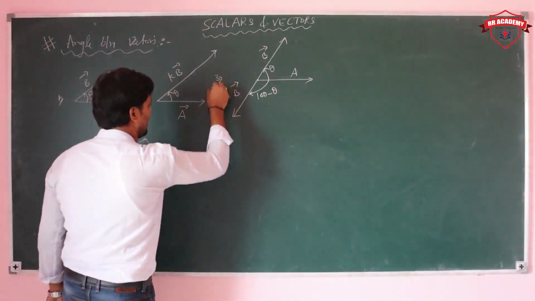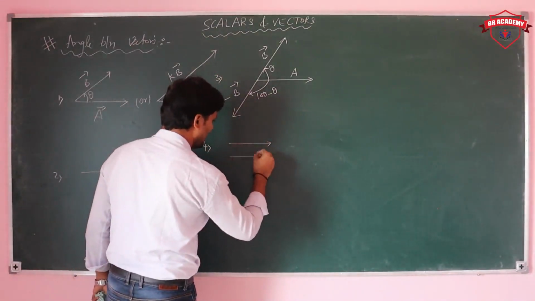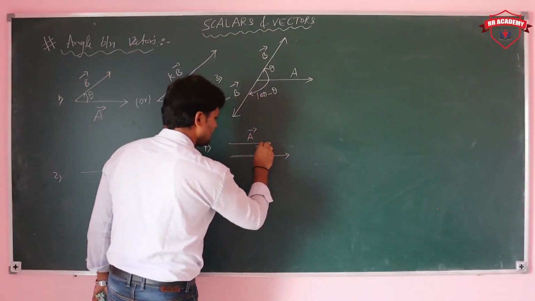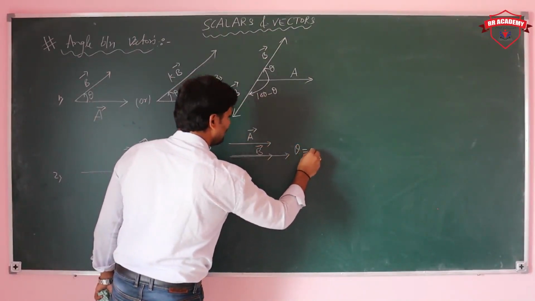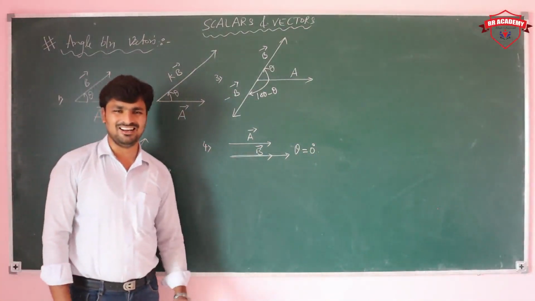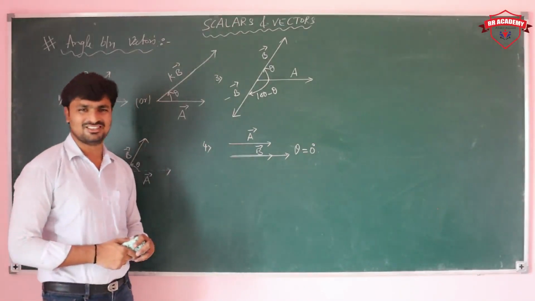And what is the angle between two vectors that are parallel to each other? A and B are parallel to each other. They may not be equal, but parallel. Then what is the angle between them? The angle between them is 0. Then only we can call them parallel. Two vectors are parallel to each other, so the angle between them is 0.